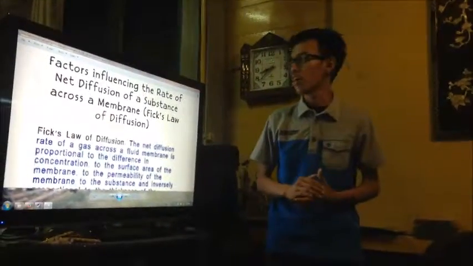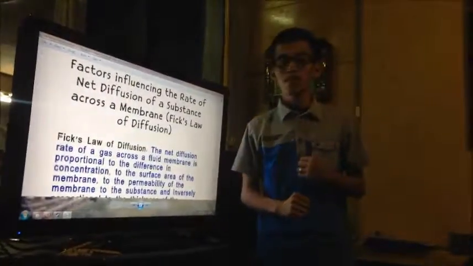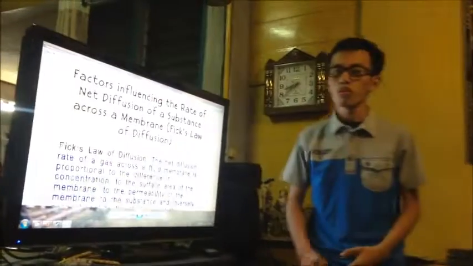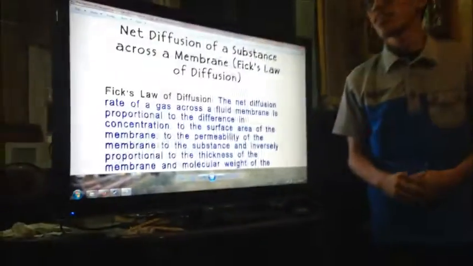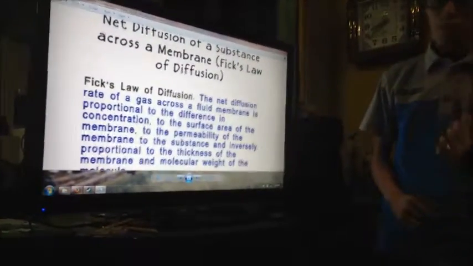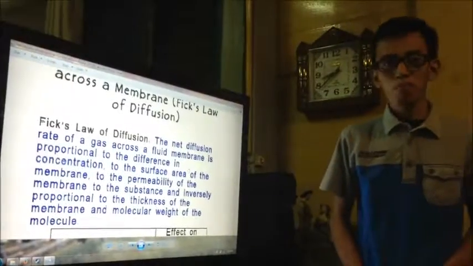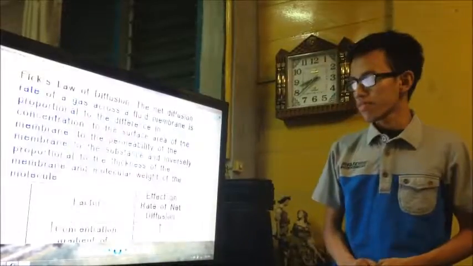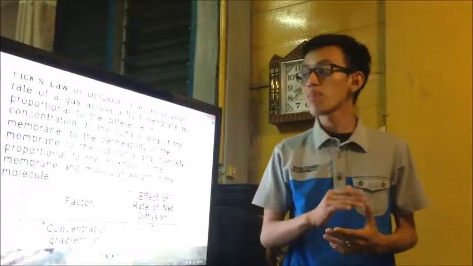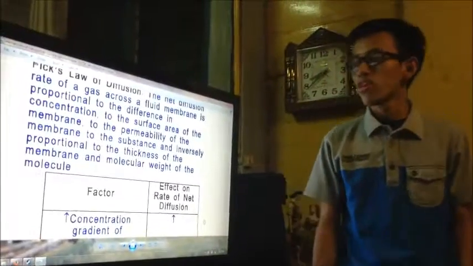Factors influencing the rate of net diffusion of a substance across a membrane: Fick's law of diffusion. The net diffusion rate of a gas across a fluid membrane is proportional to the difference in concentration, to the surface area of the membrane, to the permeability of the membrane to the substance, and inversely proportional to the thickness of the membrane and molecular weight of the molecule.